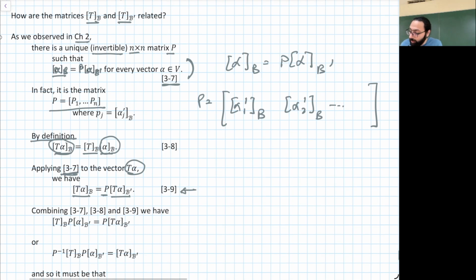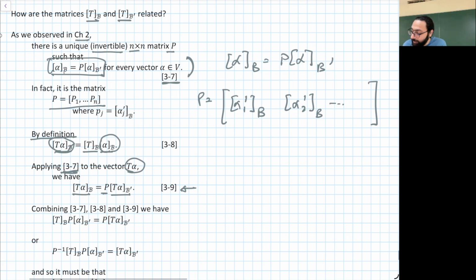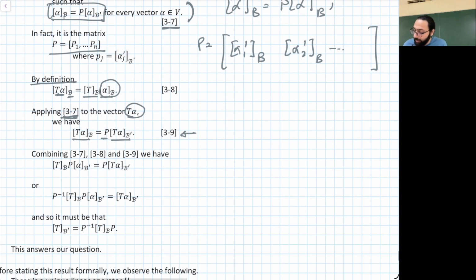Okay. So what did we say? We said equation 3.7, this equation, right? So 3.7 said that if I have two bases B and B prime, the same vector can be written in the B basis and the B prime basis by multiplying with P, this invertible matrix. This is fine. Now T alpha is a vector in the same space, and we have it in the basis B. How will I write it in the basis B prime? Exactly. So that's all that 3.9 is doing. Is it clear? Okay. So that's all we did.